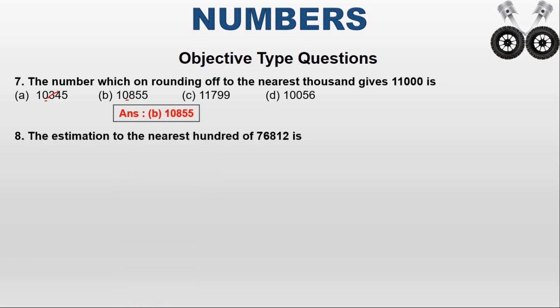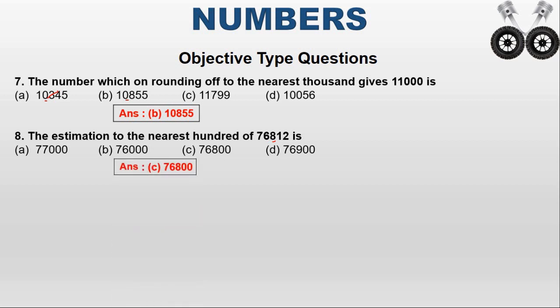Okay. The estimation to the nearest 100 of 76,812 is. So which place do we have to estimate? The hundreds. What is the digit in the hundreds place? It is 8. So you have to look at the right side number. What is the right side number? It is 1, and 1 is less than 5. That means you write the number as it is. So the answer is 76,800. So C is the correct one.